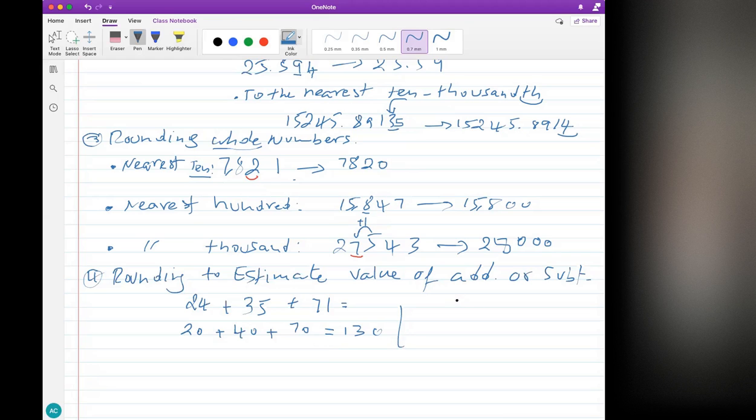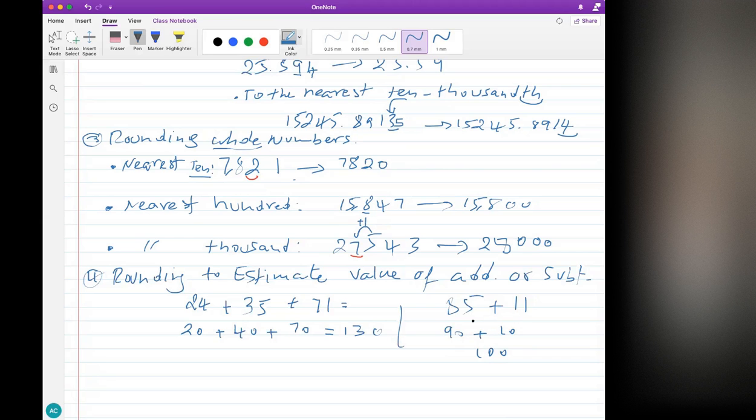Let's do just 2 numbers. Let's say you have 85 plus 11. What is this approximately? Not the exact value, just an estimate by rounding. 80. No, 90, that's right. If you add 1 here, it would be 90. Plus 10, that's 100.